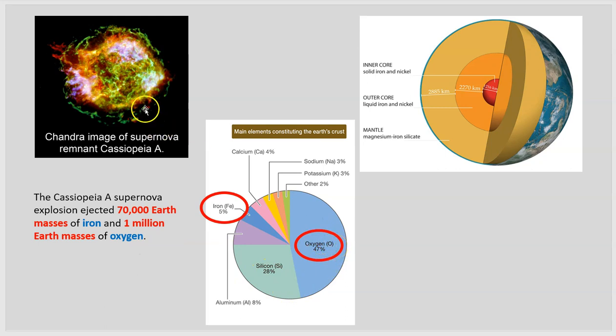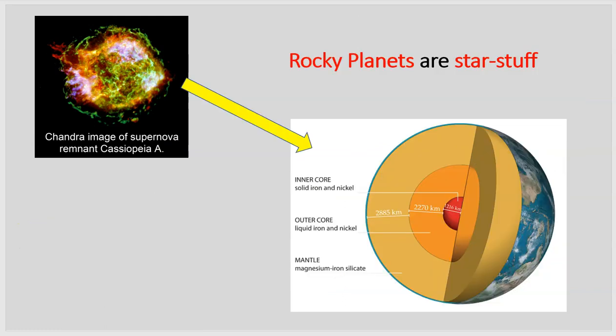So we're talking about huge quantities of these heavy elements, right? And if you have multiple supernovas going off over hundreds of millions and billions of years, you're going to have lots of materials to build rocky planets. So we want to think of rocky planets as being composed of star stuff, the elements that were forged in the cores of stars and also in the explosive eruptions called supernova.